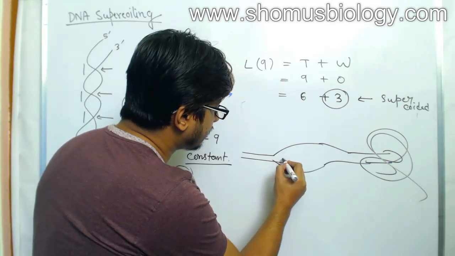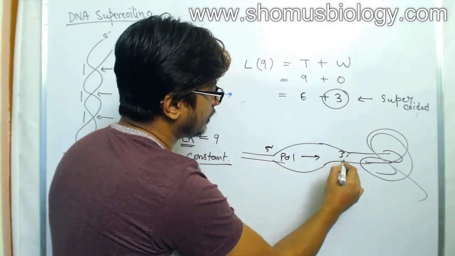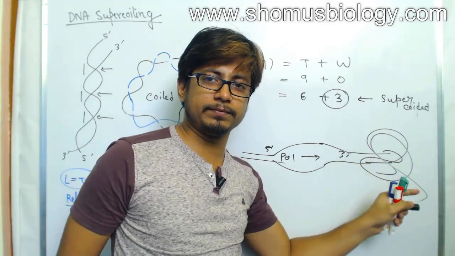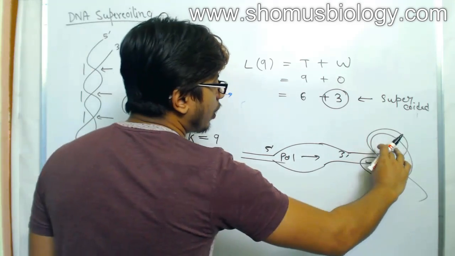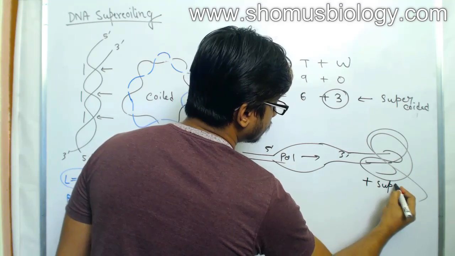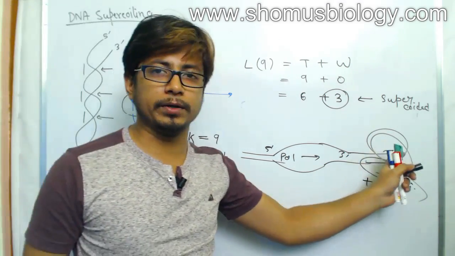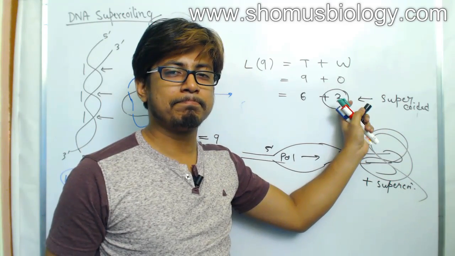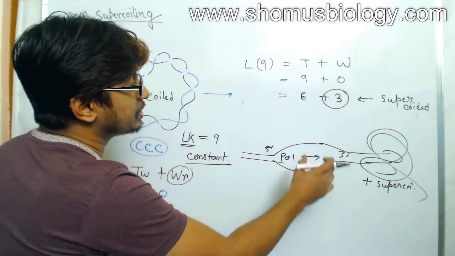downstream. And let's say the polymerase is moving in this direction from 5 prime to 3 prime, and if you look towards 3 prime, that is the downstream of the polymerase movement, there is formation of positive supercoil here. Formation of supercoil downstream, positive writhe value. So how to prevent it? We need to change the writhe.